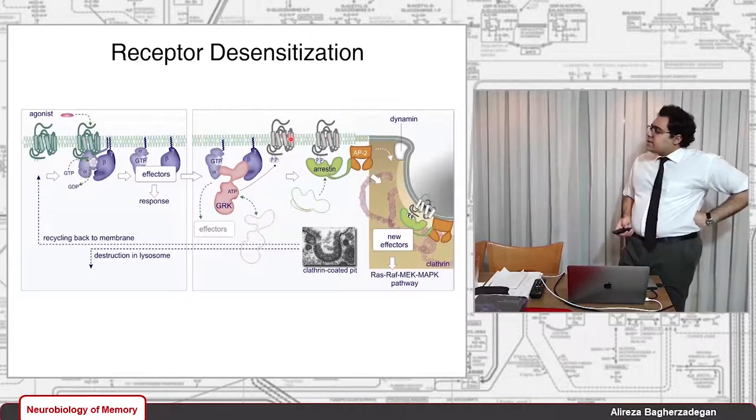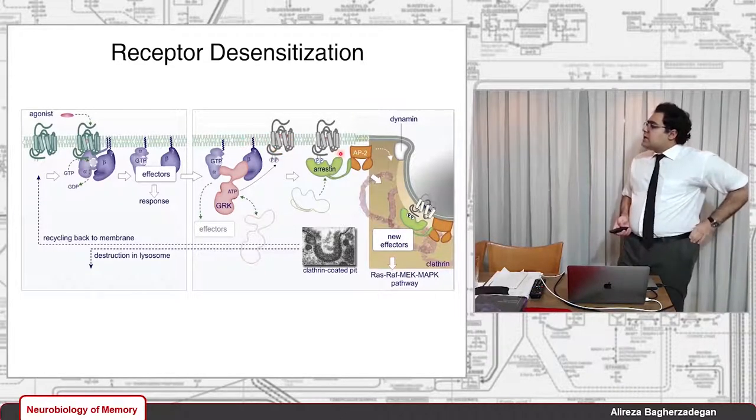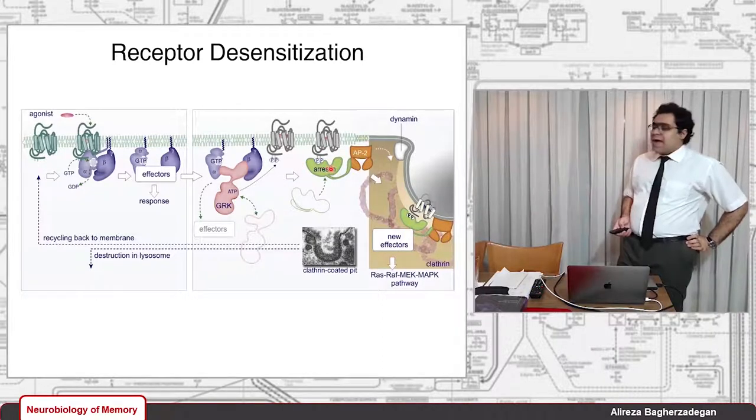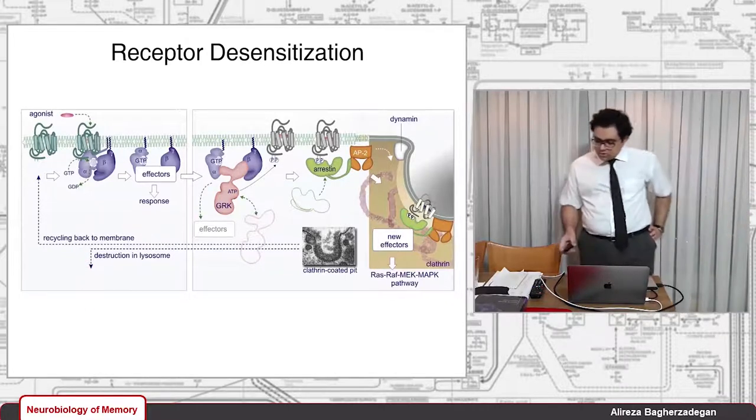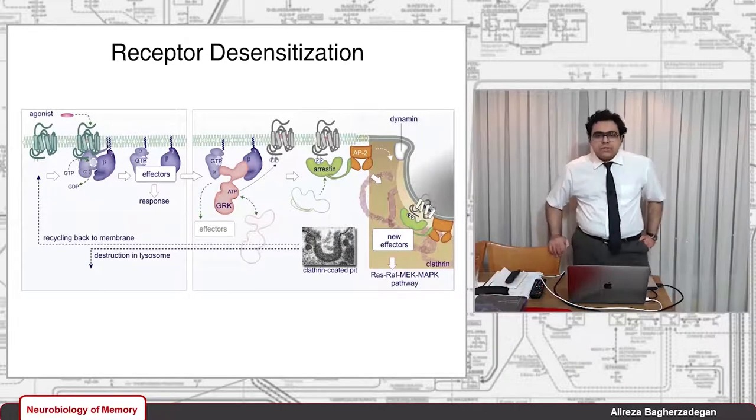This phosphorylated receptor can act as a docking site for arrestin. This arrestin can facilitate the endocytosis of this receptor via clathrin-coated pits. And these vesicles or pits can recycle this G-protein coupled receptor back to the membrane, or this receptor can progress toward the destructive lysosomes and be destroyed.